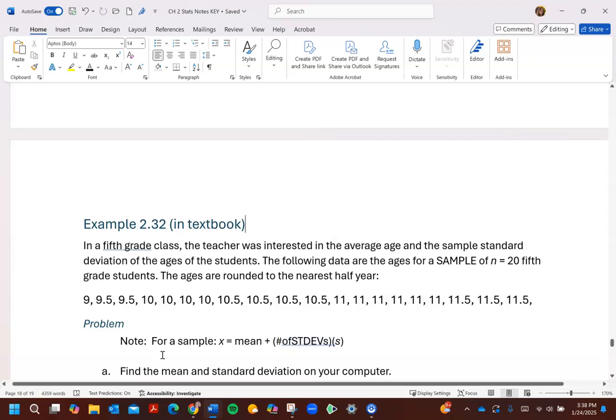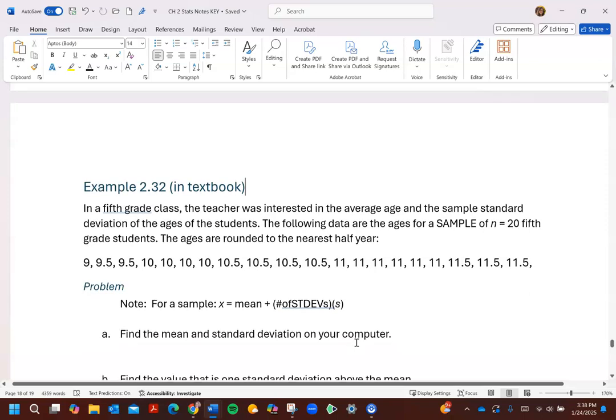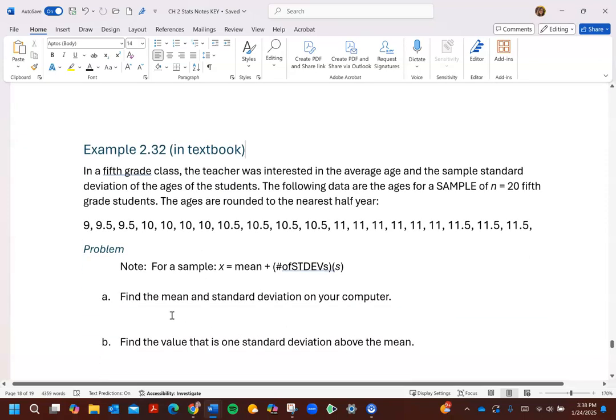This is just a reminder that for a sample, a data value would equal the mean plus the number of standard deviations times the standard deviation, that I was talking about before with the pounds. The first step we would have to do is actually find the mean and standard deviation. You can just use your computer to do that. So go ahead and do that in Statplet.